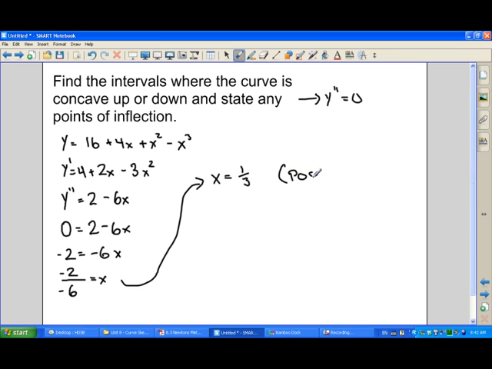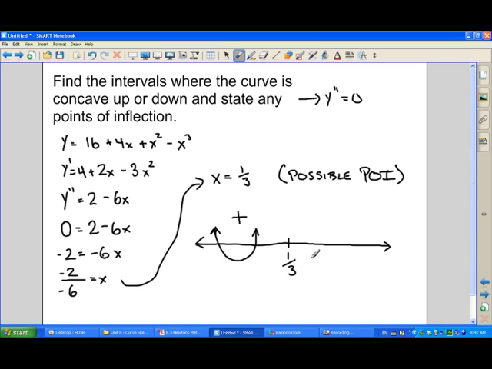And this x value is a possible point of inflection. I say possible because we still need to test. So I'll put positive 1/3 on the number line. I'll pick a value to the left of 1/3 and to the right of 1/3 to sub into this equation. So I'll pick 0. If I sub 0 into this equation, I get something that's positive. And we said previously that a positive second derivative means that our function is concave up on that interval.